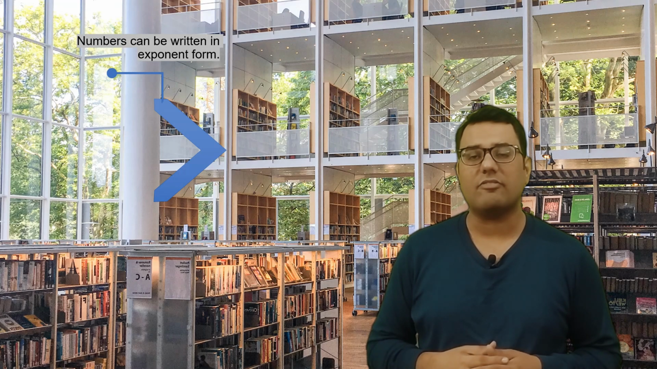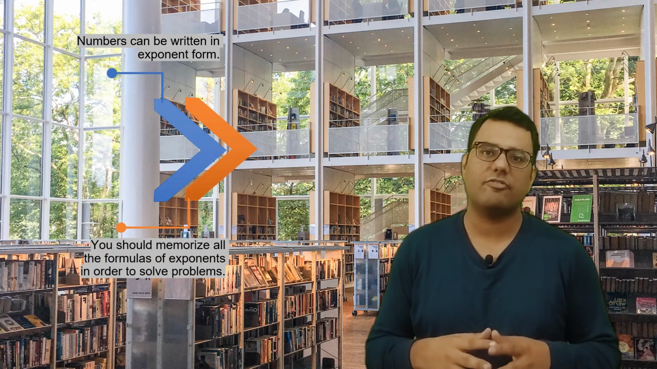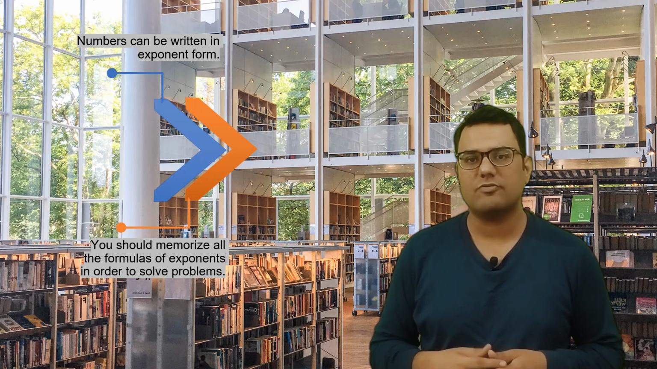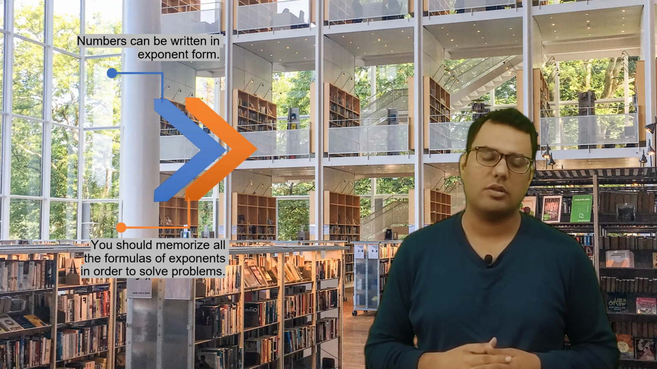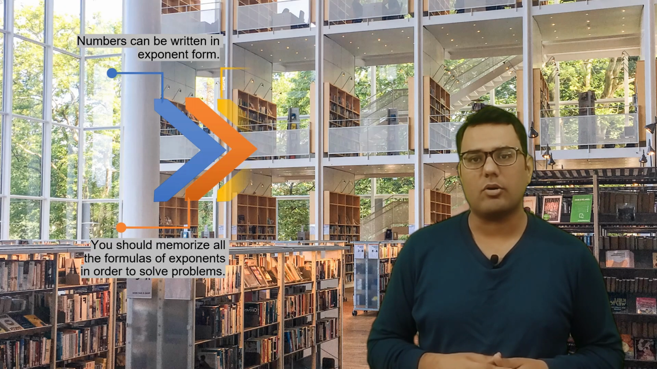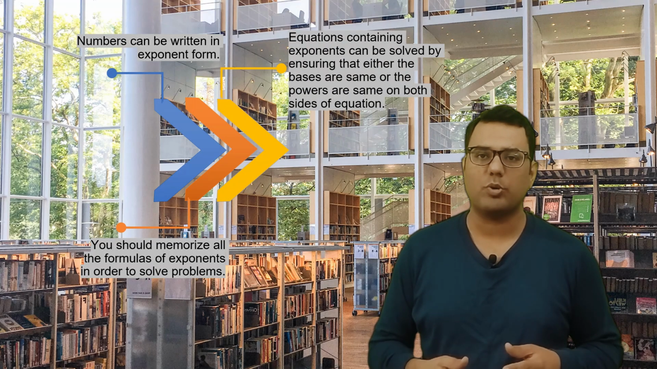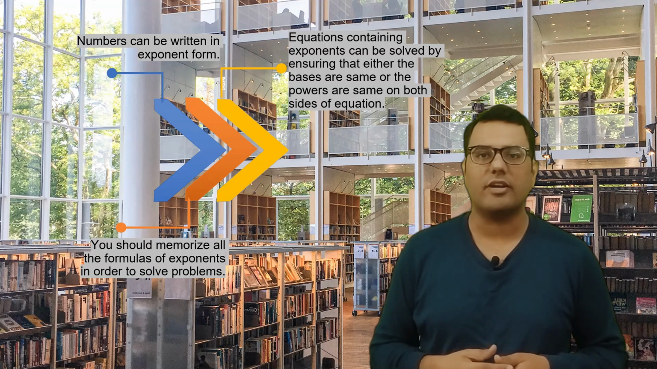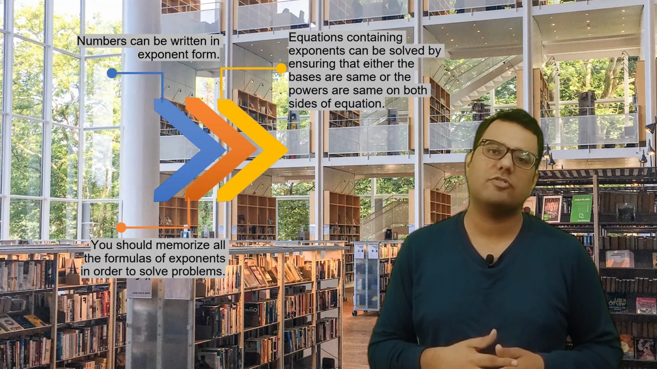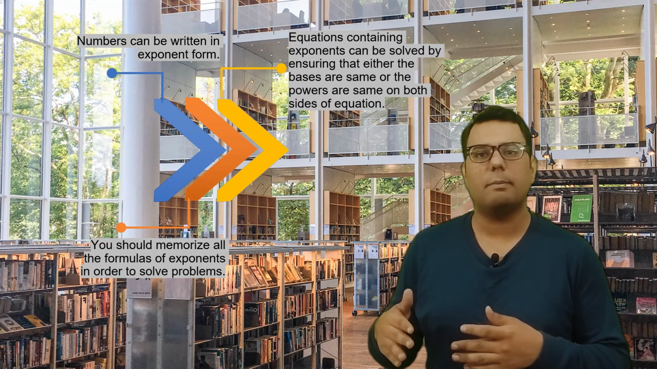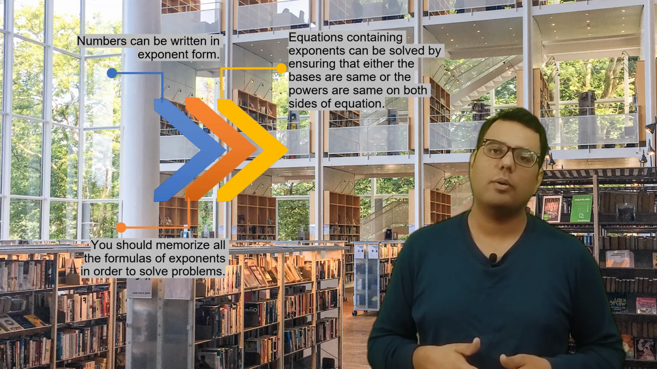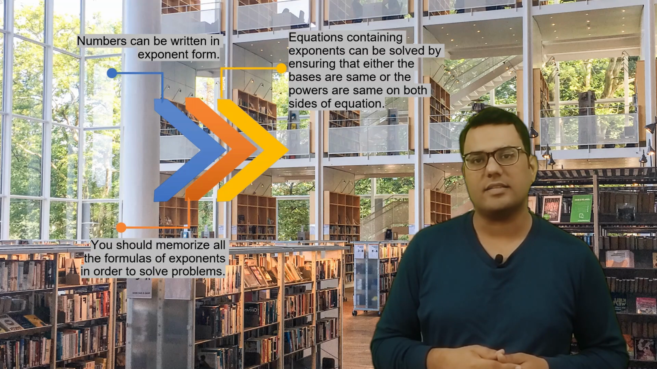Now the second thing that we must learn is the different formulas of exponent. Unless you learn these formulas of exponent, you cannot solve the problems on exponent. Now the third thing that we learn is how to solve equations in which exponents are there. While solving, we ensured that left hand side equals right hand side can only be there when both the bases and exponents of the left hand side equal the bases and exponents of the right hand side.